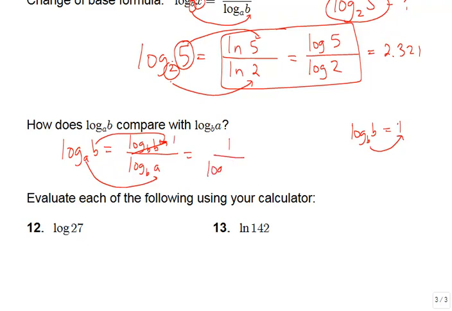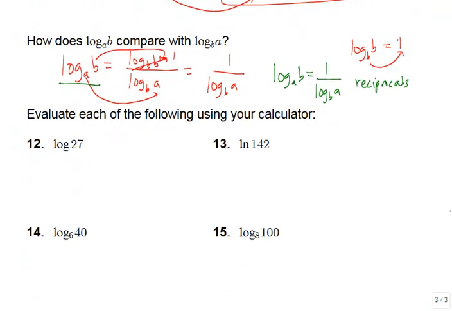And on the bottom we have log base b of a. So what we have found out here is that log base a of b, that's what we started with over here, is just 1 over log base b of a. So they're reciprocals of each other. So that's the relationship between the two.